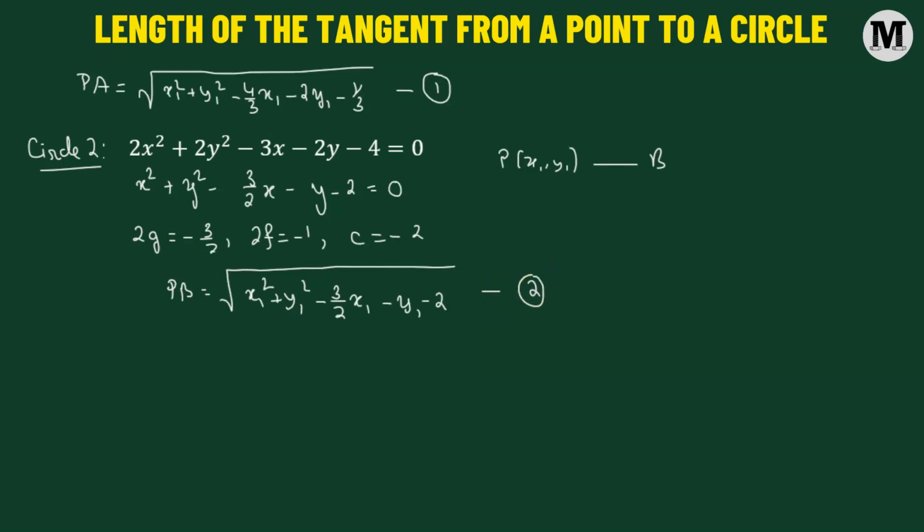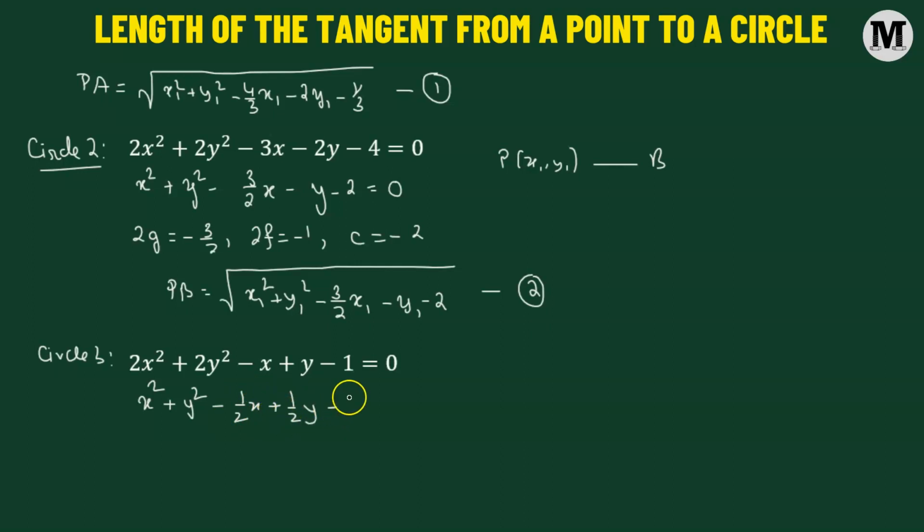Next we go to the third circle. So we will convert this equation to the general form to get x squared plus y squared minus half x plus half y minus half equals 0. So let C be the point which is tangent to the circle, C be the point of contact. The length PC will then be equal to the square root of.